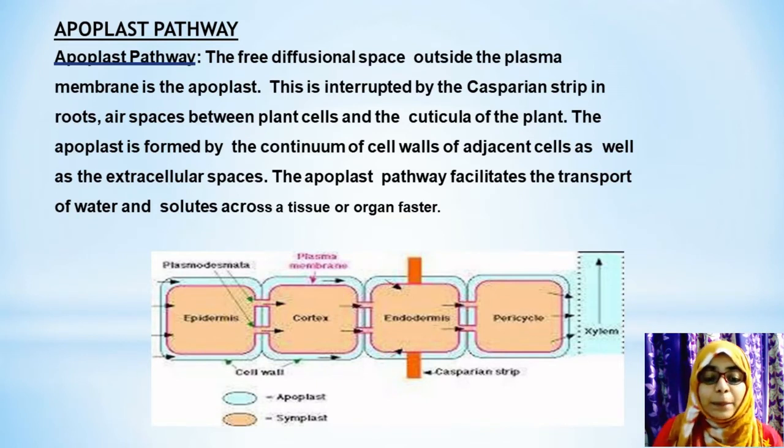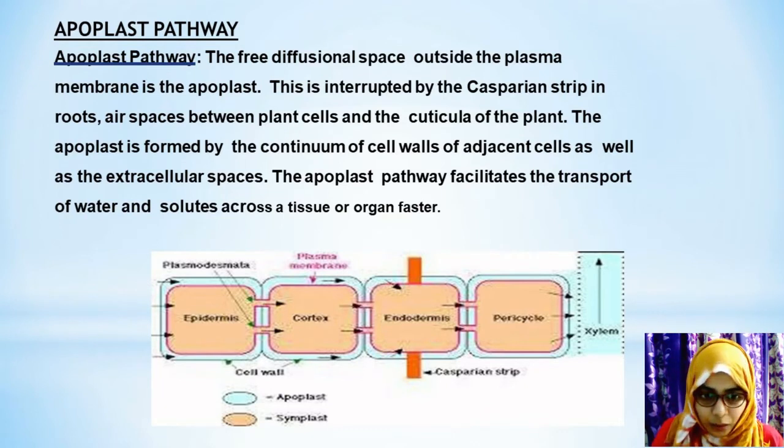In between, you can see the epidermis, cortex, endodermis and pericycle. In a single cell, you can see first the epidermal layer. Before the epidermal layer, there are root hairs. From the root hairs, the water is absorbed to the epidermis, then to the cortex, then to the endodermis, then to the pericycle, and next to the xylem. So, how does this take place?